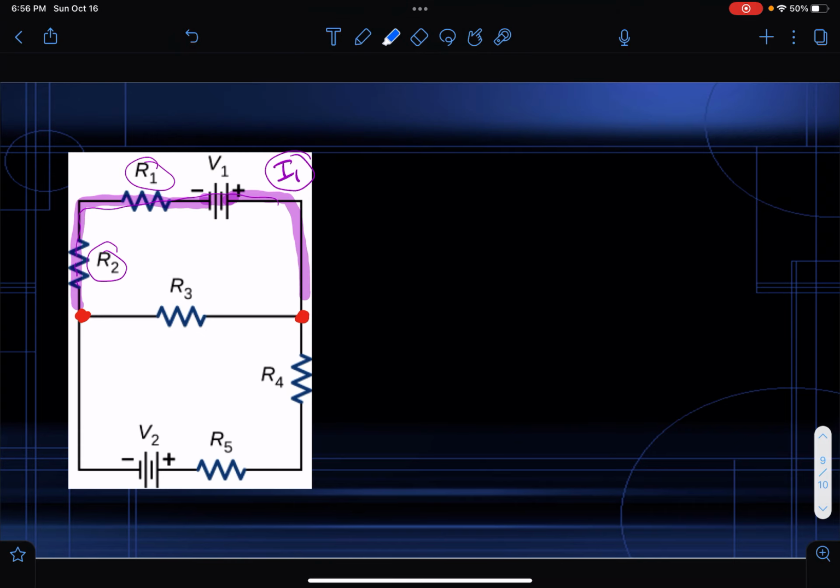My second loop I would do here until I hit the node, and then after the node and back. This one I am going to call my I2 just like I did before, which means my R5 and R4 both get I2. And then my last loop is this one in the center here, and I'm going to call that one I3. So we only have 3 currents. Before, when we were doing combination circuits, you were listing out all the different currents for each individual resistor. Now we're just labeling all those in series with the same current, okay?